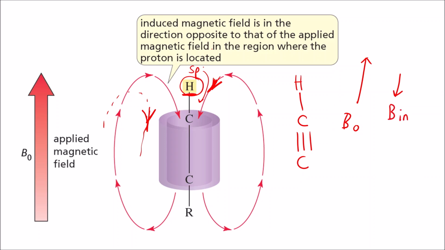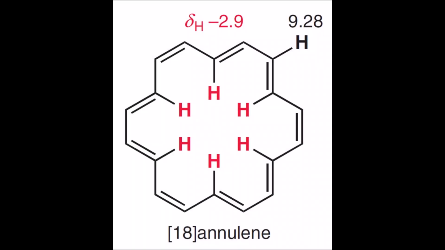So what will happen? The overall magnetic field experienced by this proton is lower. So the delta value will also be lower. You can see it is 2.4. It is lower as compared to that of sp2 hybridized carbon. This is sp hybridized carbon. So these are some of the simple molecules, and there are some other special molecules like 18-annulene.